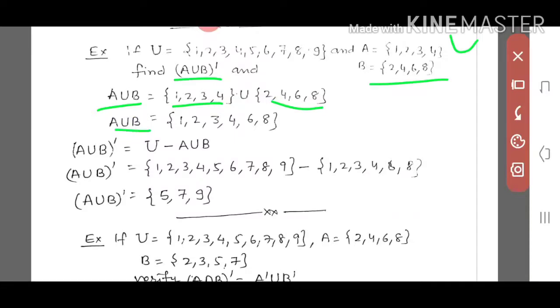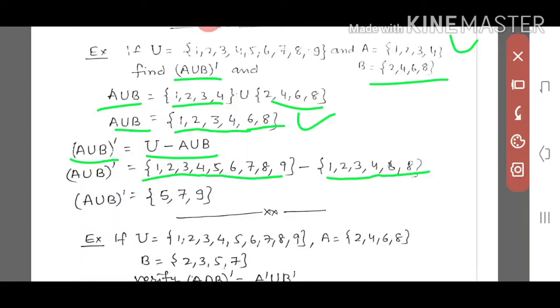Union means you write all the elements of A and B. You will not repeat any element. So you write here 1, 2, 3, 4 and 6 and 8. So this is the A union B. Now you find the A union B whole complement. Means from the universal set you will not write the A union B elements. So look here, the universal set is this and the A union B set is this.